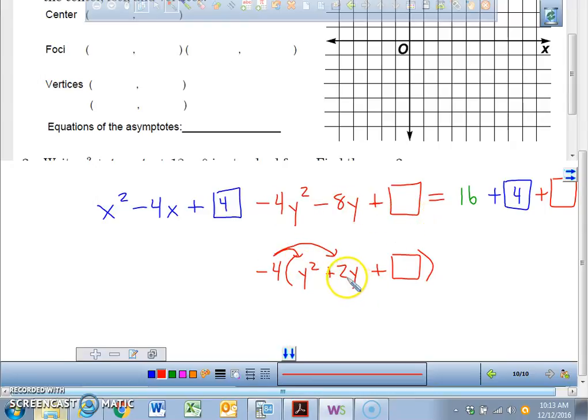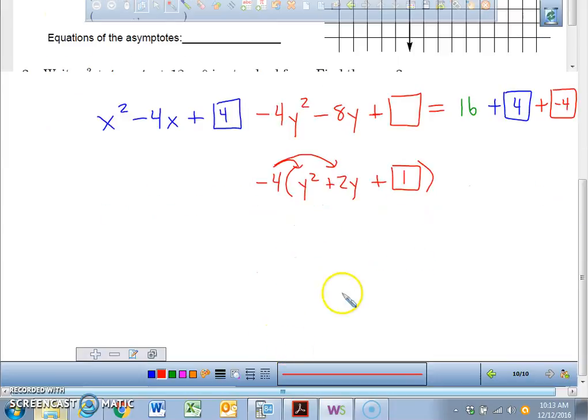Okay? Now at this point, half of 2 is 1. 1 squared is 1. But I'm not going to put a 1 right here. What am I going to put? Negative 4. So you'll have 16. All right? So yes, on the right side, Ryan, you will have a 16. After you've added all of that together, that will be a 16.